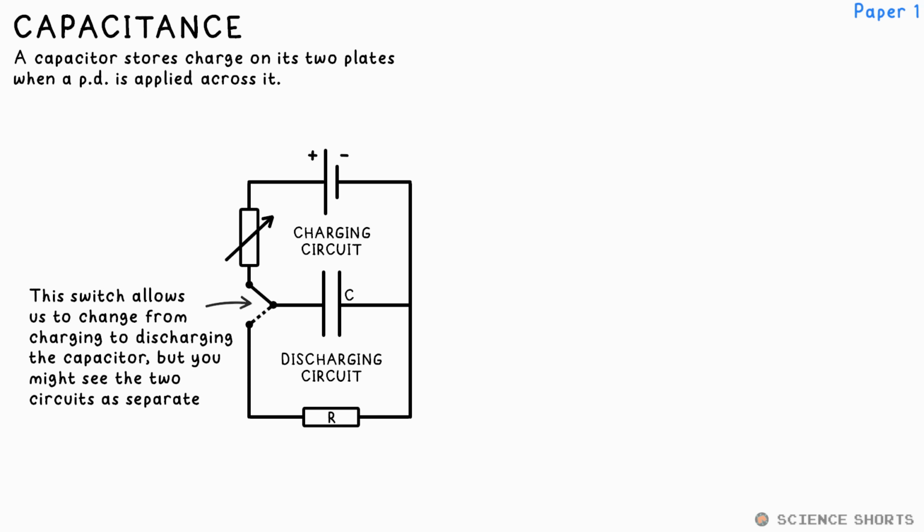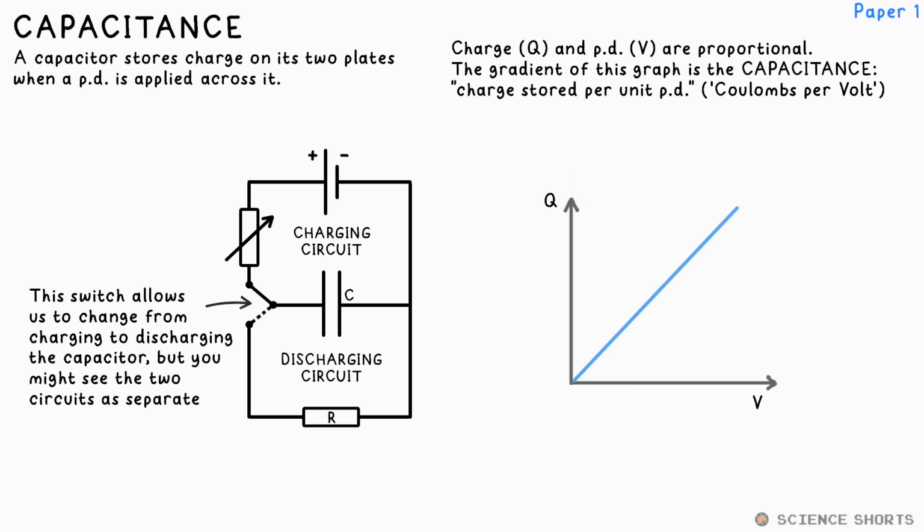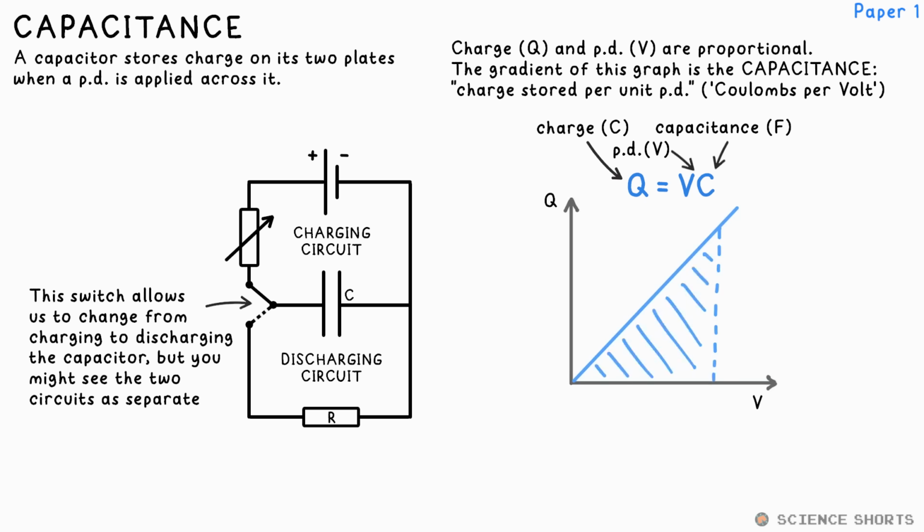A capacitor is a device that stores charge and therefore energy if a PD is applied across it. Double V and Q doubles, so they are proportional. The gradient of this graph is the capacitance of the capacitor, which tells you how many coulombs of charge are stored per volt. This has the unit farad. The equation is therefore Q equals VC. As energy is charge times voltage, that means the area under the graph gives us the energy stored in the capacitor. As it's a triangle, the equation is E equals half QV.